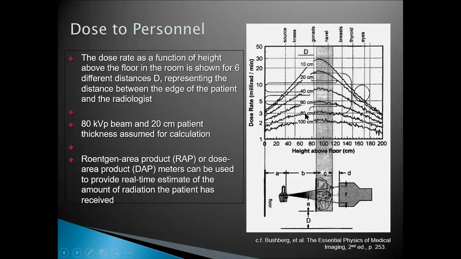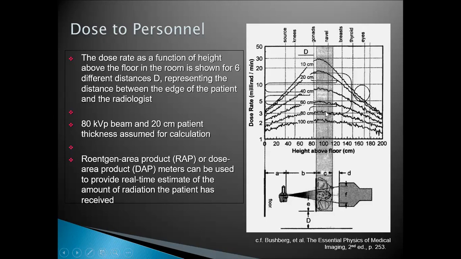For 80 centimeters, you can see it continues to increase. Closer to the patient, closer and closer, at 10 centimeters from the patient, personnel are going to receive a very, very high dose. And again, the height above the floor follows a normal distribution; it continues to increase up to a point, then it decreases. At this point, the navel and the gonads receive most of the radiation. So one has to be careful.